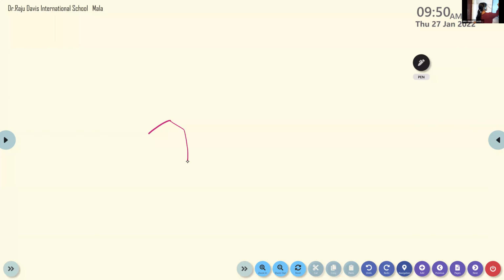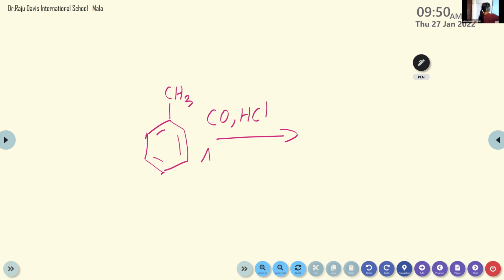For example, toluene is one example of substituted benzene. If toluene is taken instead of benzene, I will show you one example. This one is toluene, right? CH3 group on the benzene ring. With the reagent carbon monoxide and HCl, and anhydrous aluminium chloride or cuprous chloride, the product will be a substituted aldehyde.